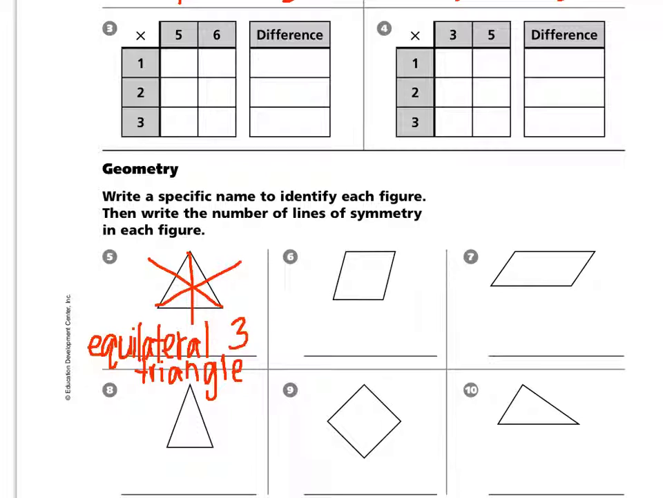Let's look at number 6. I can see that these 2 sides are parallel and congruent, and these 2 sides are parallel and congruent, which means that this is a parallelogram because it has 2 parallel sides. I can also then tell that all 4 sides are the same length, which means it's not only a parallelogram, it's also a rhombus. So the most specific term is rhombus. And I can also tell that there are 2 lines of symmetry.